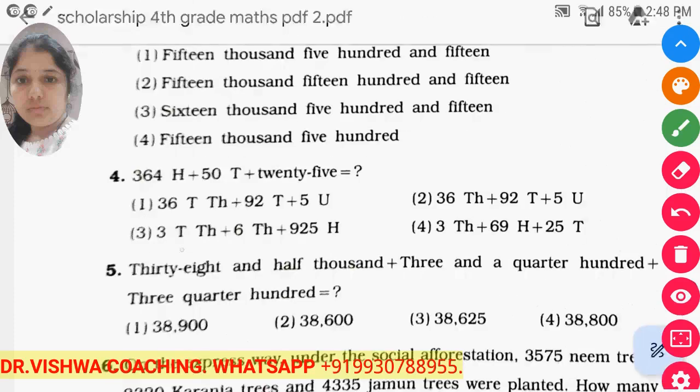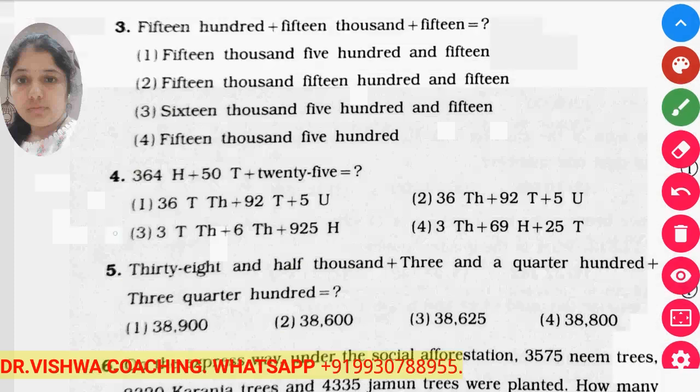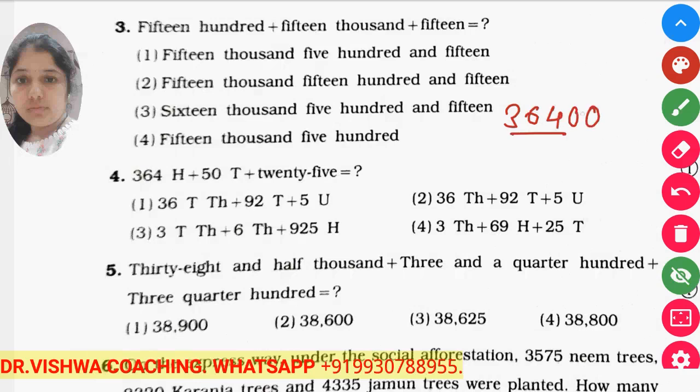Now 36400 plus 50 tens plus 25. Now first you have to write the 36400 as a number. So 36400 means 2 zeros on 364, because 100 contains 2 zeros. Now 50 tens, or you can multiply it with 100. So you will get the value of 36400. Now 50 tens means 500 and 25. Now add. You will get your answer.